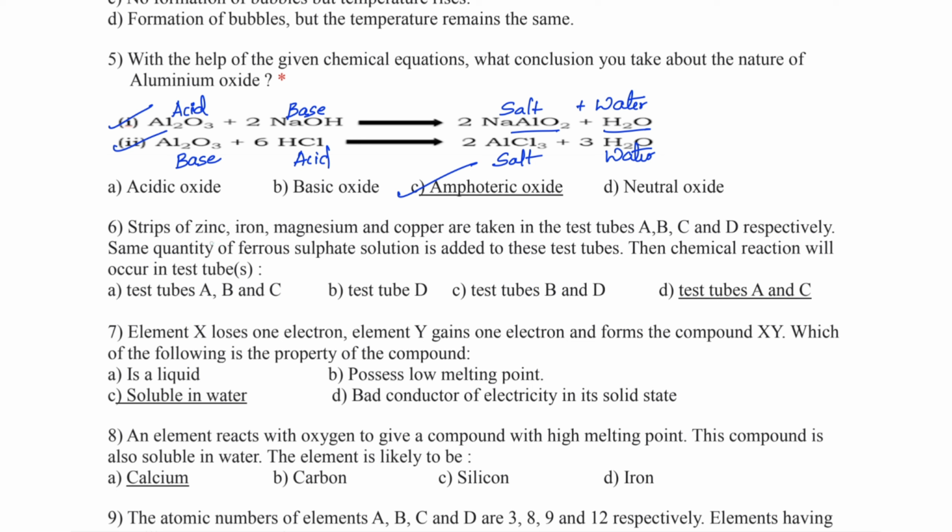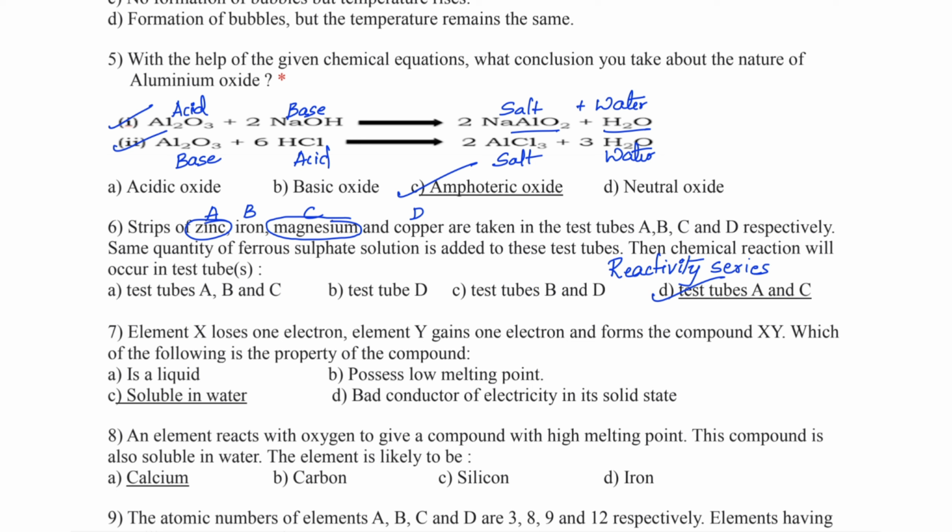So here they have told us the strips of zinc, iron, magnesium and copper as A, B, C and D. Here the right answer is option D. The chemical reaction will occur in the test tube A and C, the ones with zinc and magnesium. So how you can answer this question is based on the reactivity series of metals. In the reactivity series of metals, you will see that the metals zinc and magnesium appear above iron. So as a result, iron can displace zinc and magnesium, whereas it cannot displace copper.